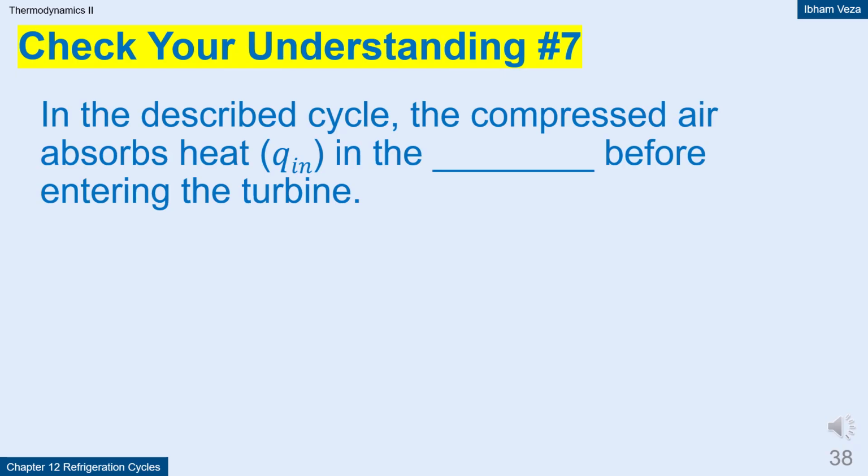Check your understanding. Number 7. This question emphasizes the role of the heat exchanger in the closed Brayton cycle. The key idea is that heat is added to the compressed air in the heat exchanger before it enters the turbine. By understanding this, the energy flow in the cycle becomes clearer. This concept also reinforces the difference between open and closed cycles. The heat exchanger becomes a key component in separating the heat source from the working fluid.